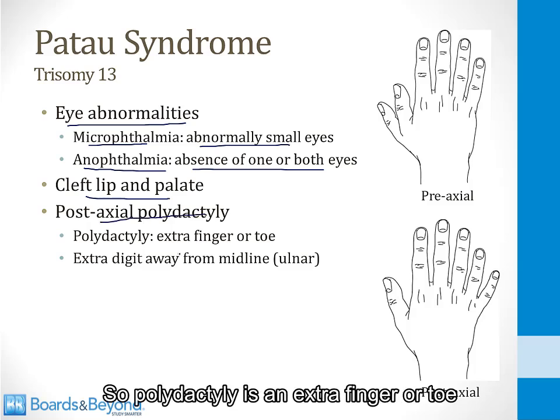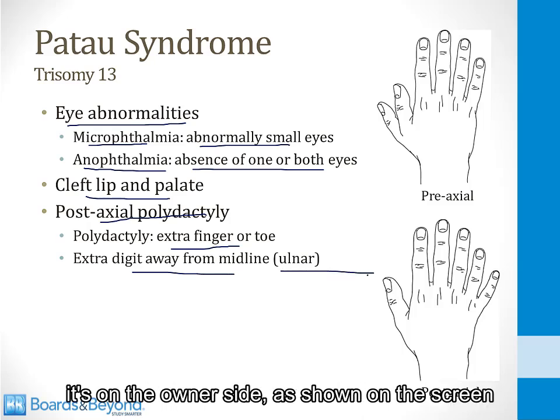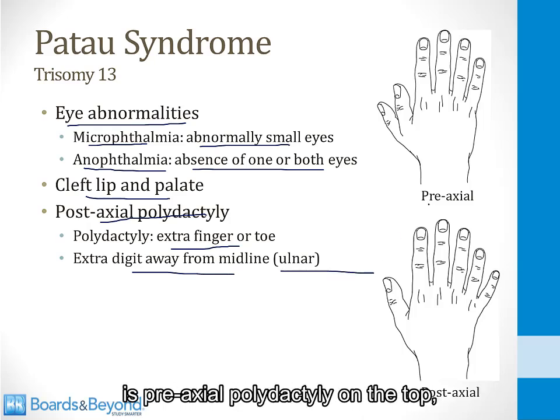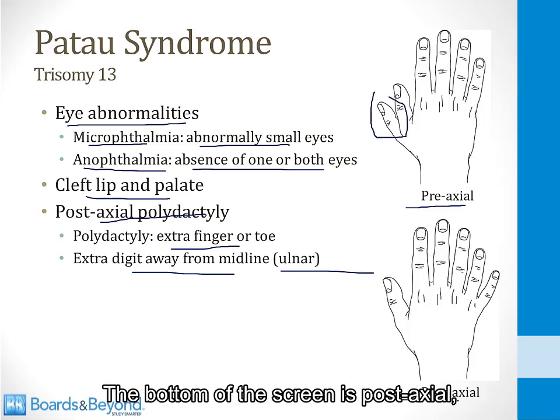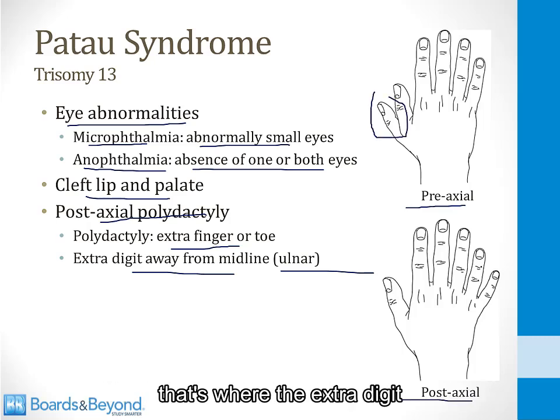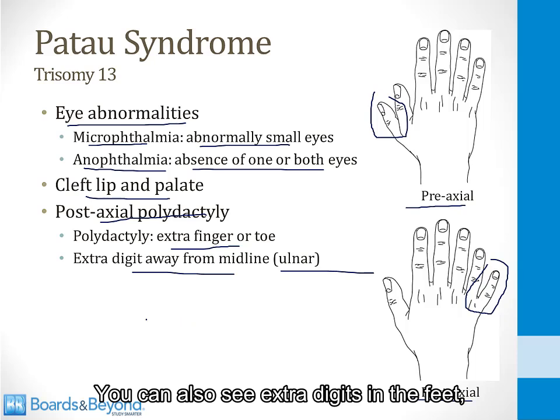So polydactylity is an extra finger or toe, and post-axial means the extra digit is away from the midline. So in other words, in the hand, it's on the ulnar side. Shown on the screen is pre-axial polydactylity on the top. That's where the extra finger is on the thumb side. The bottom of the screen is post-axial. That's where the extra digit is on the ulnar side of the hand. You can also see extra digits in the feet.